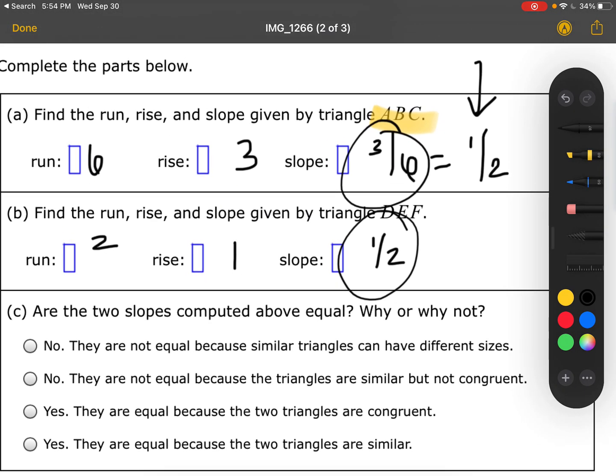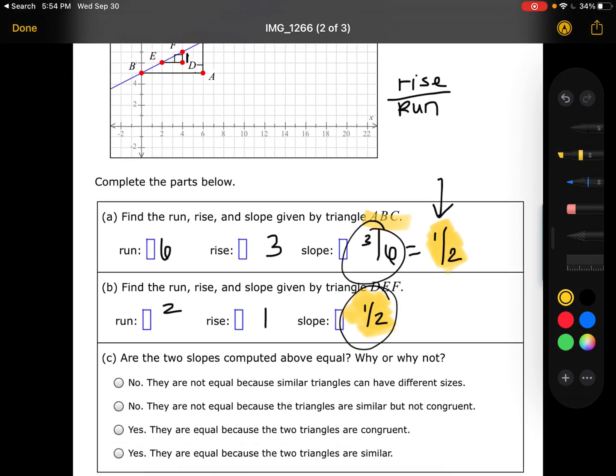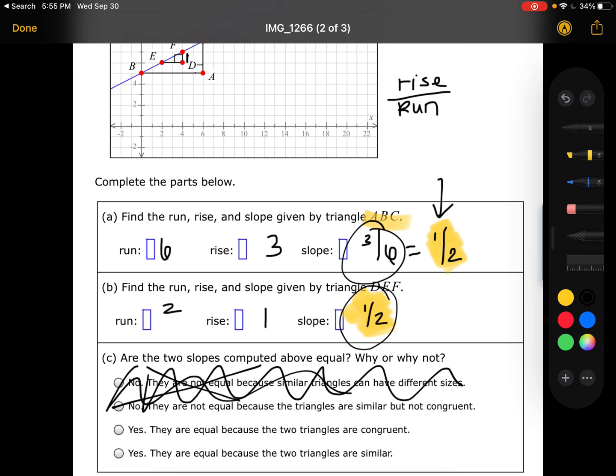So when you go to the bottom, it's going to say, are the two slopes computed above equal? Now, because you simplified, these two things are going to be equal, right? So you're going to say, yes, they are equal. Under no circumstances should you put no. If these two aren't equal, you got the question wrong. Go back and change it. So for this specific question, you're never going to hit no. So if you do that, you're wrong.